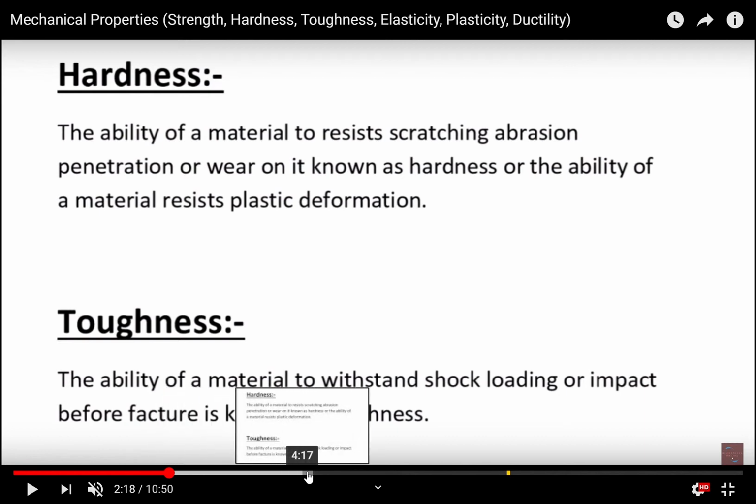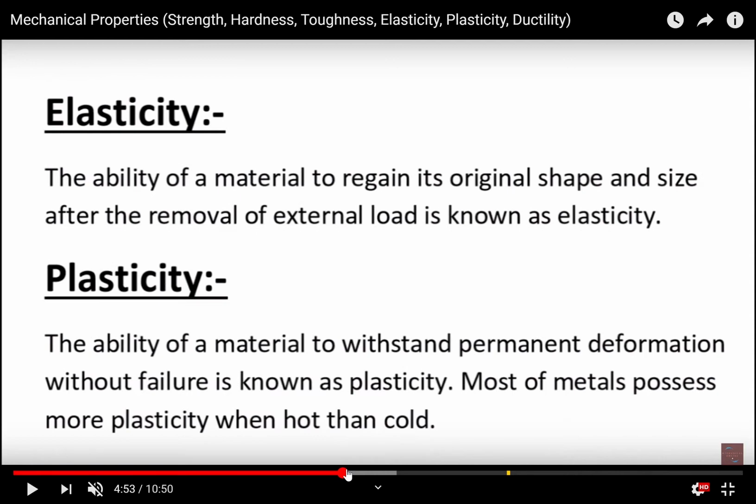We go on to elasticity. The ability of a material to regain its original shape and size after the removal of an external load is known as elasticity. And we think of an elastic, obviously, that can spring back, but actually steel is a highly elastic material. You can apply a huge load to it. It will bend because of the load that's applied, but it will stretch, but it will return to its original shape and size as long as you don't exceed its limits.